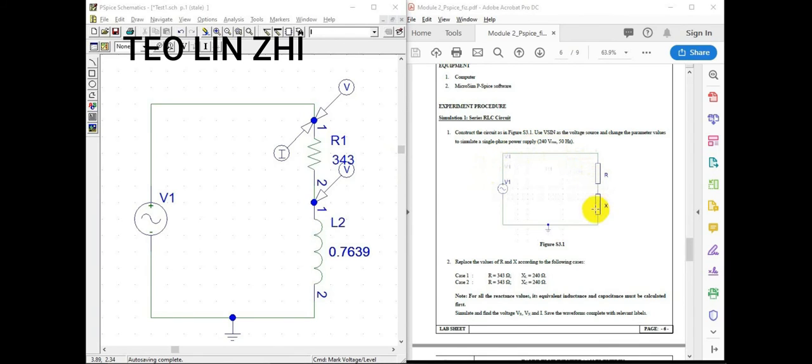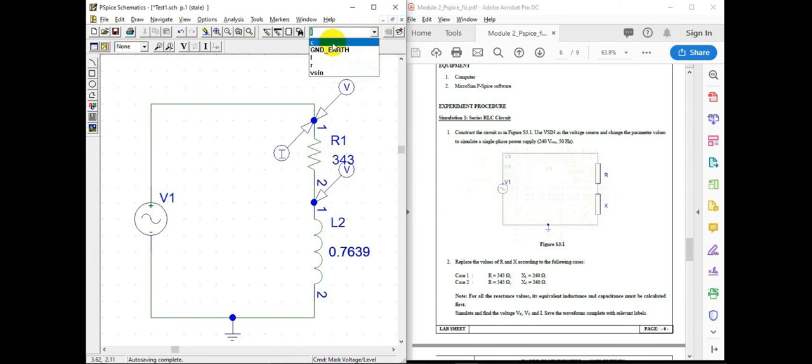To draw the circuit as required in the lab sheet, we need components as below. C is for capacitor, GND is ground, L is inductor, R is resistor, and V sine is our power source. Next, the resistance value is directly input, whereas for the inductance or capacitance value, we need to calculate it to get the actual value.